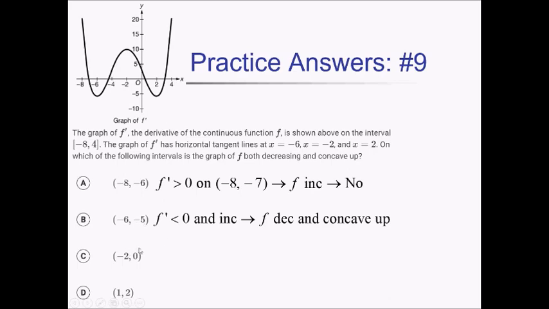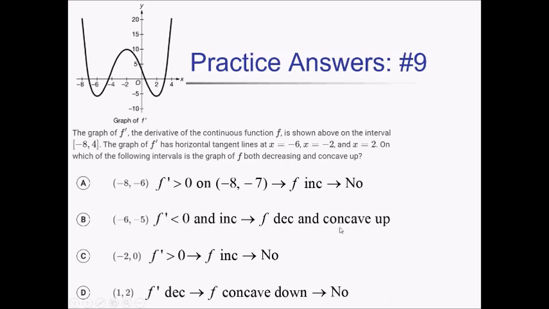So we've got -2 to 0 right here. F prime is positive there. So that's a deal breaker because that would make the f function increasing and we want it to be decreasing, so this is a no. And then finally, on the interval from 1 to 2, f prime is negative. However, it looks like f prime is also decreasing there, which means that f would be concave down rather than the concave up that they requested. So that's also a no. So then our initial hunch here, choice B, turns out to be correct. That's the one we want.